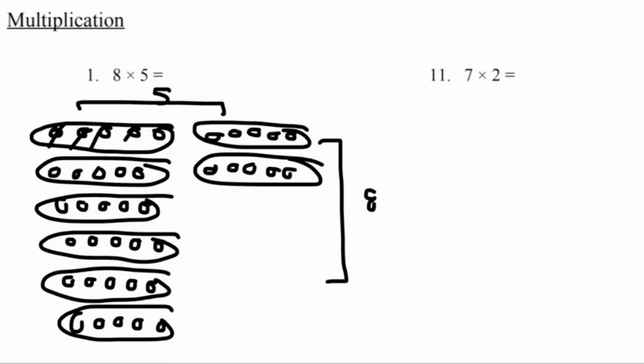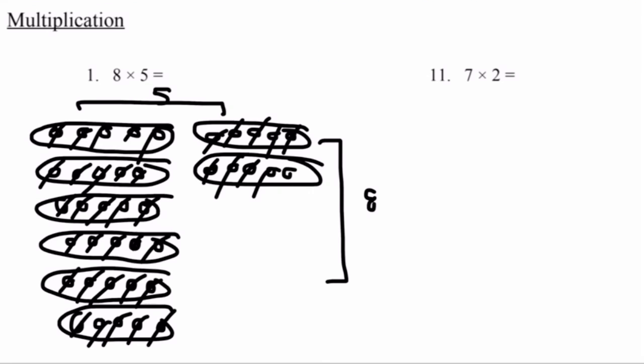1, 2, 3, 4, 5, 6, 7, 8, 9, 10, and so on, counting up through 40. Our final answer is 40. 8 times 5 equals 40. Number 11, 7 times 2. 7 times 2 can also be referred to as 2 groups of 7 or 7 groups of 2.